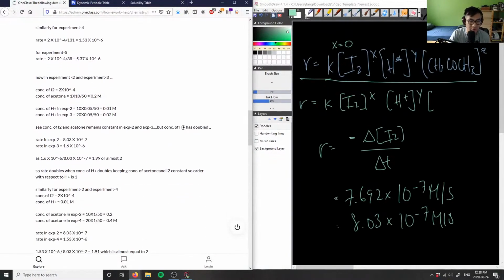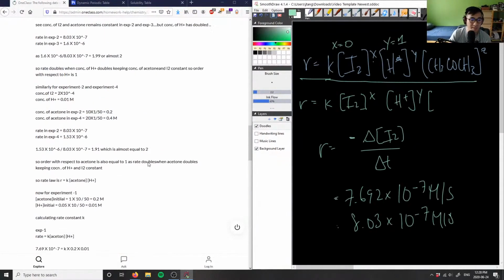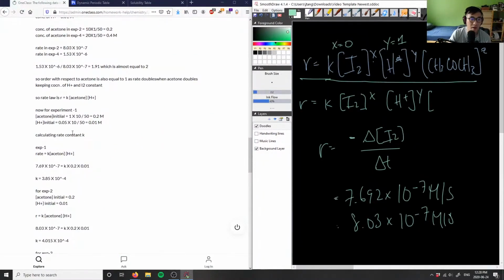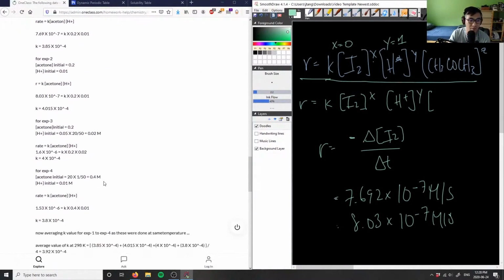the concentration of H plus is doubled, but the rate is also doubled, right? So therefore, you have a constant rate here. So if I'm doubling the concentration, I'm doubling the rate as well. So y, you can say y would equal 1 because it's a first order reaction. And then similarly for CH3COCH3 here, you can do the exact same thing. You have experiment 1 and 2, and then you can divide out the rate here, and you can figure out the concentration of that.